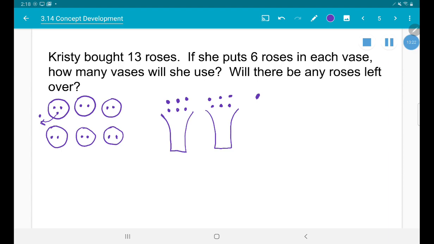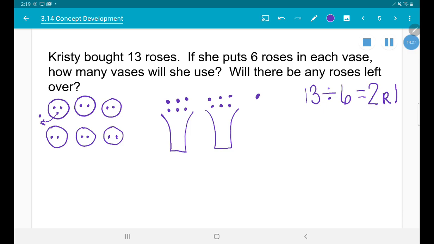So let's look at our problem. Christy bought 13 roses. If she puts 6 roses in each vase, how many vases will she use? Will there be any roses left? What's the total number of roses that she bought? 13. So we're going to write our problem as 13 divided by, what am I dividing those into? Groups of 6. Now does the 6 in this problem represent the number of groups or the number in each group? The number in each group. So 13 divided by 6 equals 2 with a remainder of 1.